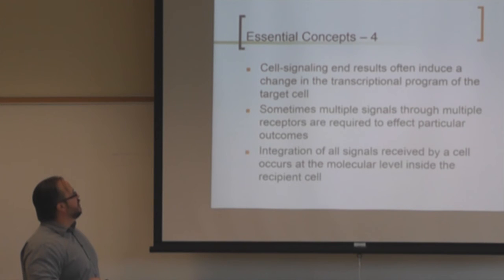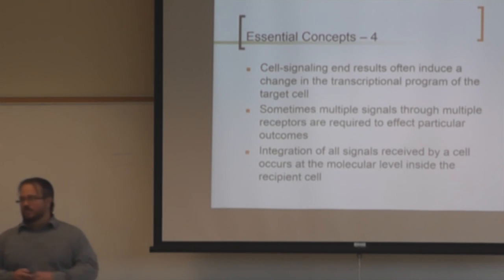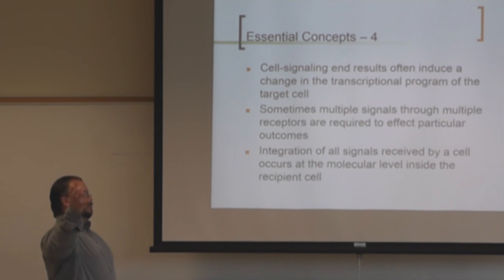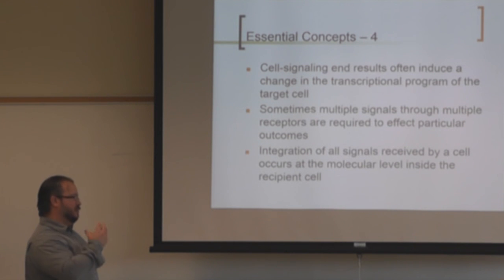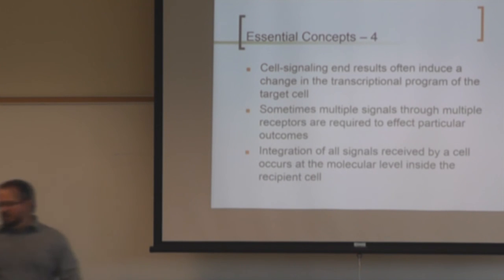Cell signaling ends. The end result is often an induction of a change in the transcriptional program, like I said, of the target cells. Sometimes multiple signals. Again, I said that already. Integration of all signals received by a cell occurs at the molecular level inside of a recipient cell. Pretty self-explanatory. The binding of this antigen is causing molecular changes. It's causing phosphorylation events. It's causing transcription factors to enter the nucleus. It's causing new mRNA to be made. It's causing new proteins to be made.